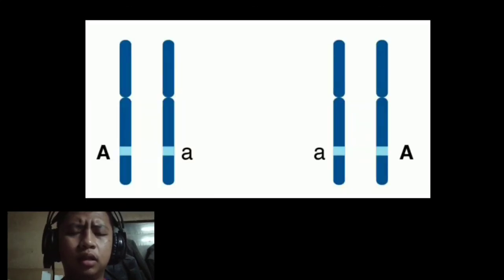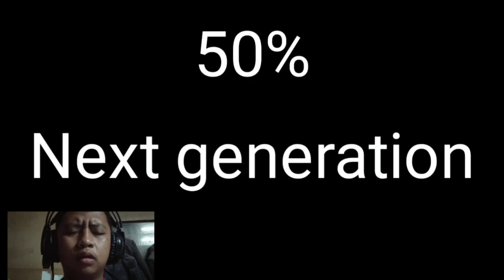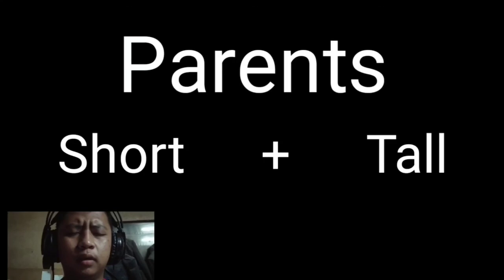Lastly is the heterozygous genotype, which is a combination of the dominant alleles and recessive alleles. For example, if the parents are tall plus short, there will be 50% chance the next generation will be tall or short. Or if the parents are short plus tall, the result will also be the same. 50% may be tall or short.